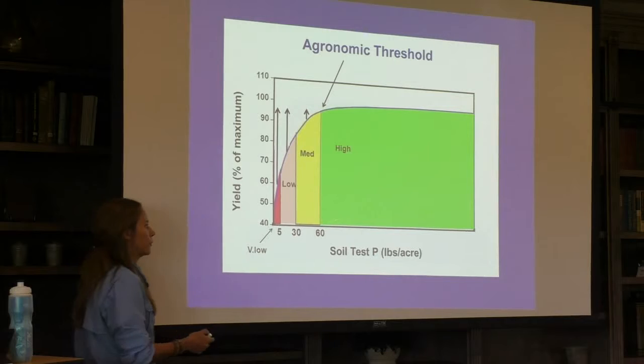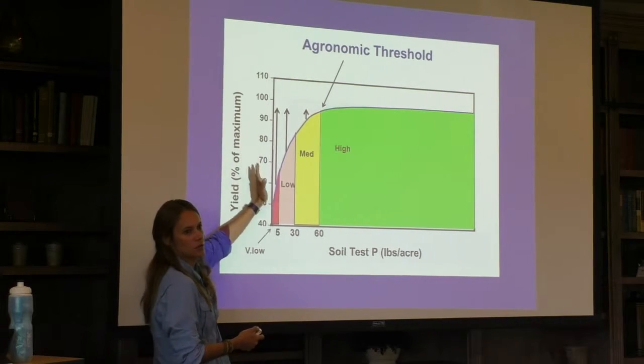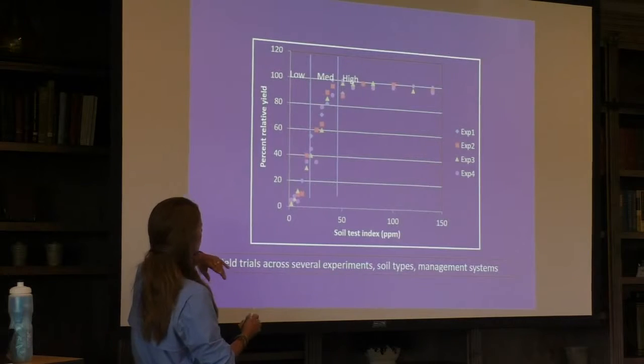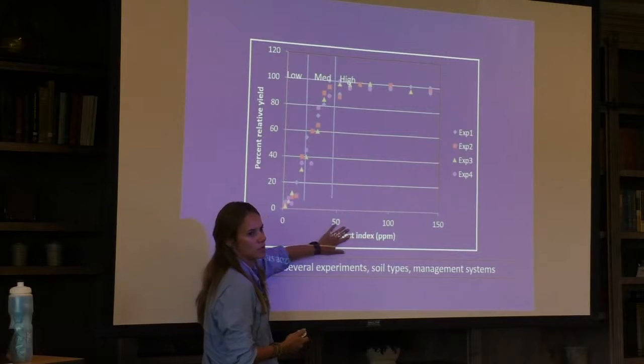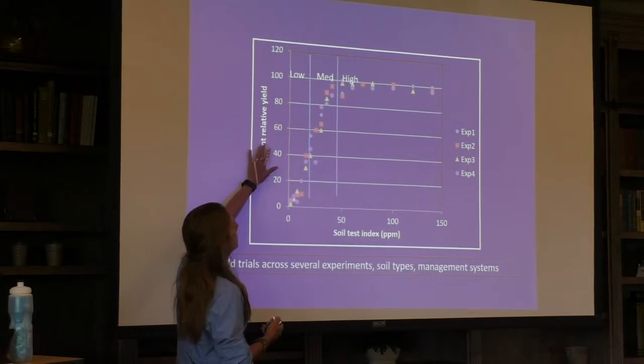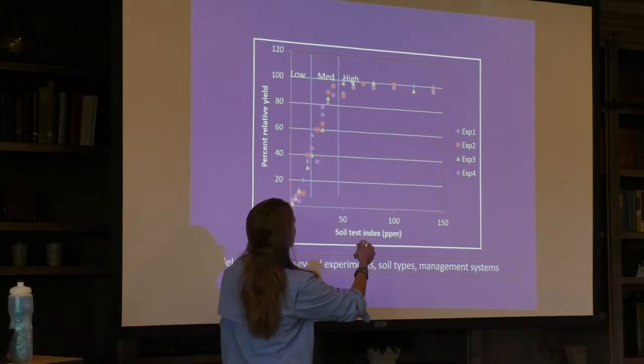Basically, this is an example for phosphorus, and this is yield. This is a hypothetical. Well, let me change to another one because this is the actual data. This is phosphorus in the soil, and this is percentage of relative yield. So the maximum yield will be 100%.